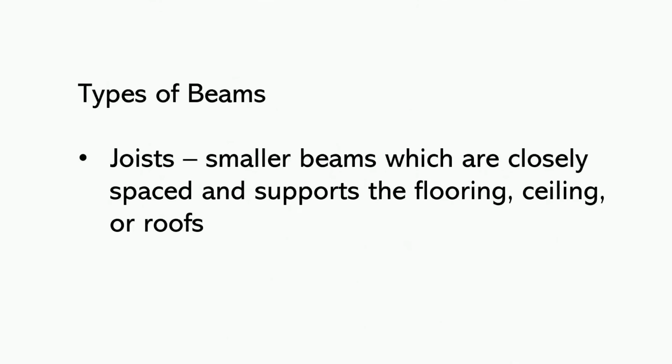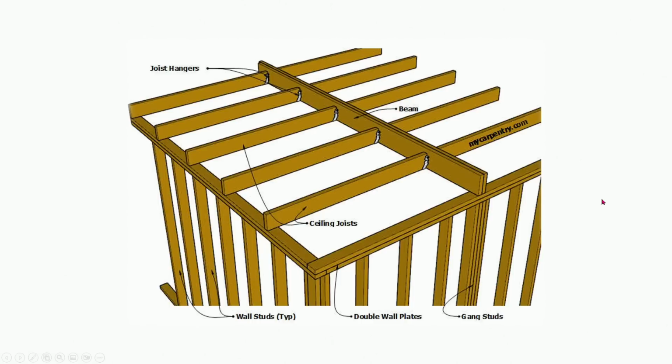In our video today, I will be discussing the types of beams and also the transmission of loads from beams to columns and then to the footings. So first, we have our types of beams, which actually entail a lot, but let's just focus on the common ones. First, we have our joists, which are smaller beams closely spaced and support the flooring, ceiling, or roofs. So this is our joist hangers, and then this is our ceiling joists, and usually they are evenly spaced to carry the ceiling.